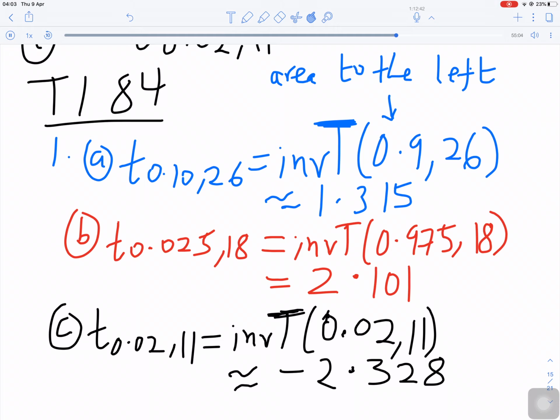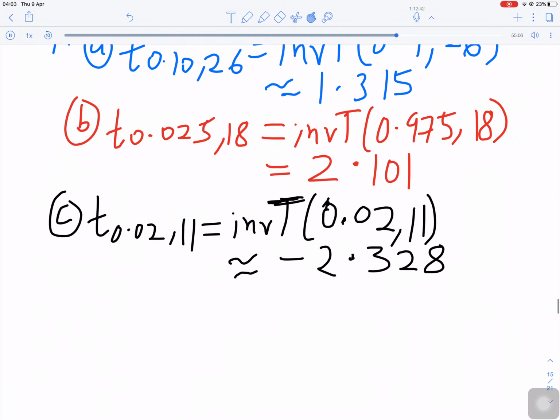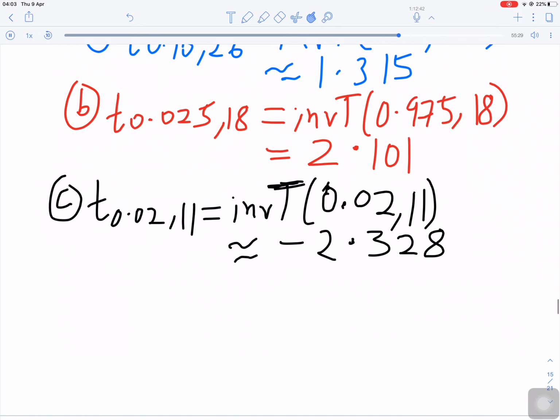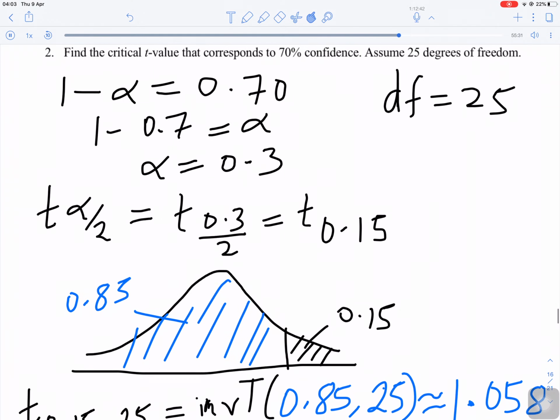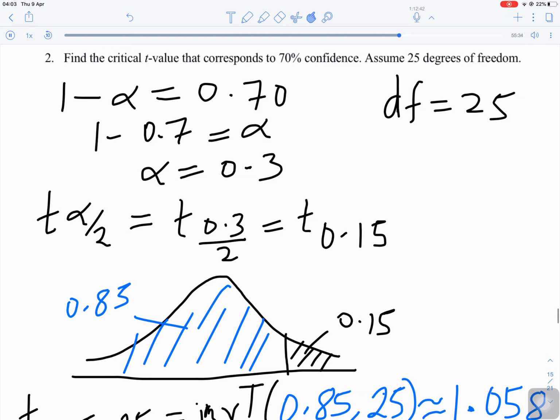Then the third one, we are given area to the left of 0.02, degree of freedom of 11. So inv t, now because we are already given area to the left, the first input will be 0.02, degree of freedom of 11, then the outcome is negative 2.328. All right. So that is how you go about finding a t-value or a critical value, which we'll see later on.